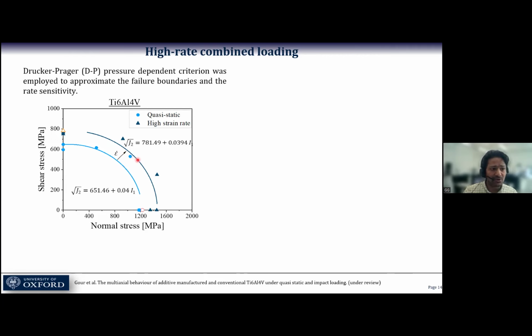For this, I also used the Drucker-Prager pressure criterion, which helps me understand the failure boundaries and the rate sensitivity of the material I'm testing at different conditions and at different loading angles.